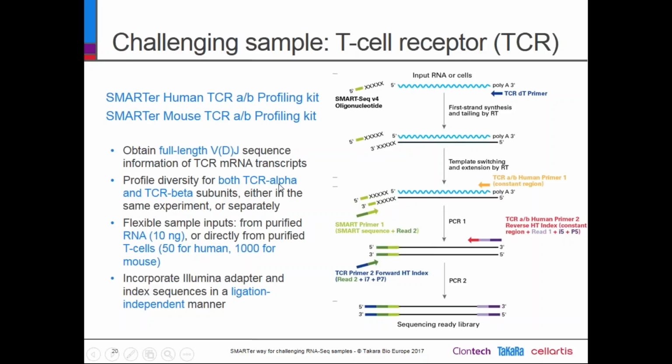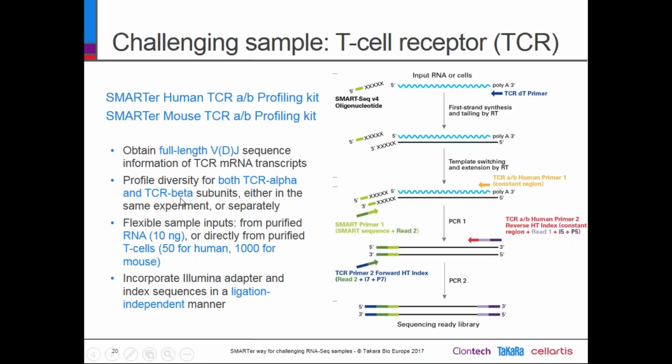You can also obtain both alpha and beta sequences from the same sample, the same experiment, if you wish, or you can just do it separately as you want. But with other technologies you are obliged to do it separately. Here you will be able to do alpha and beta in the same amplification.